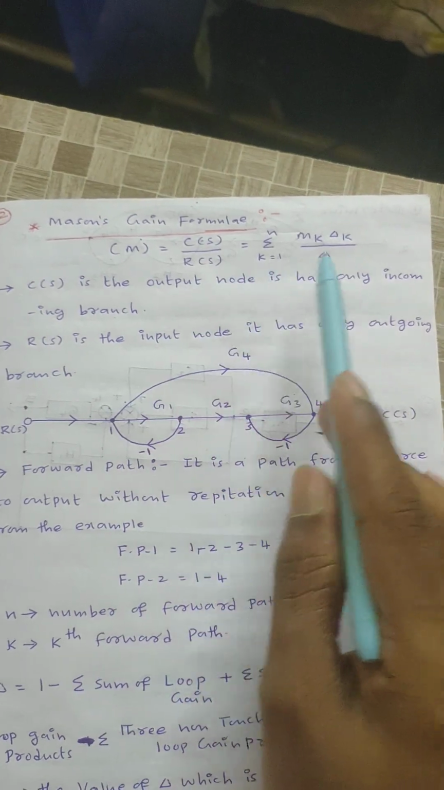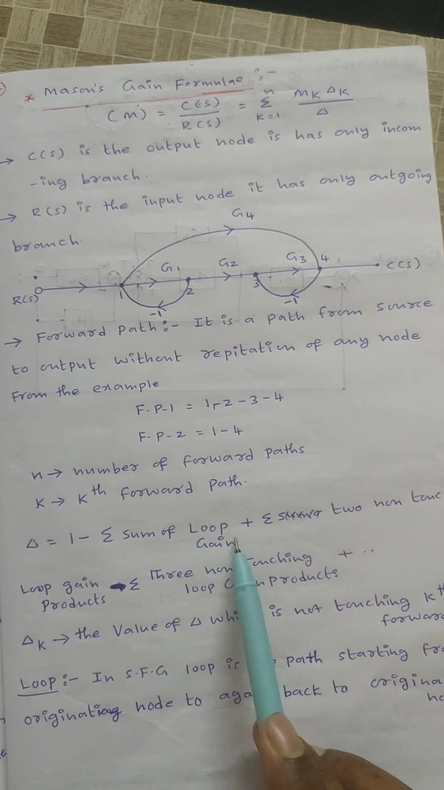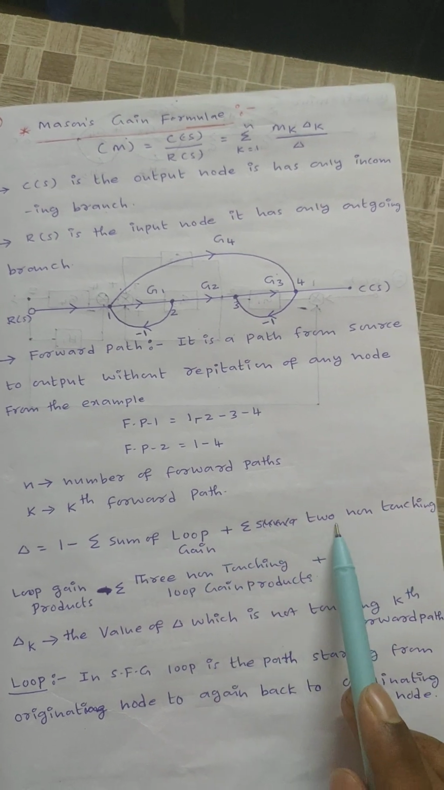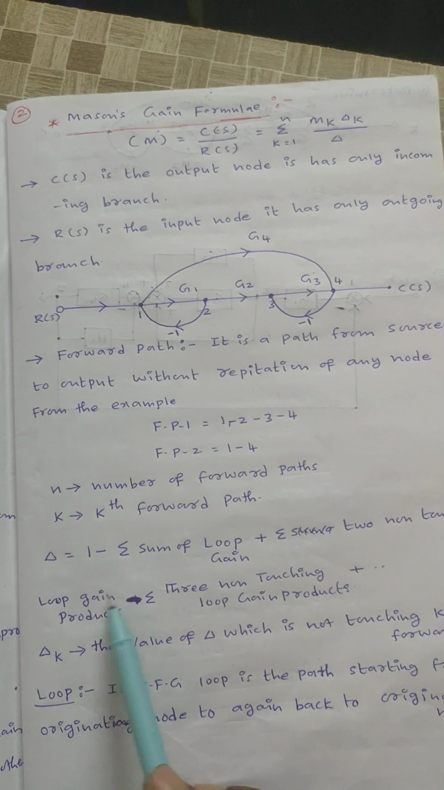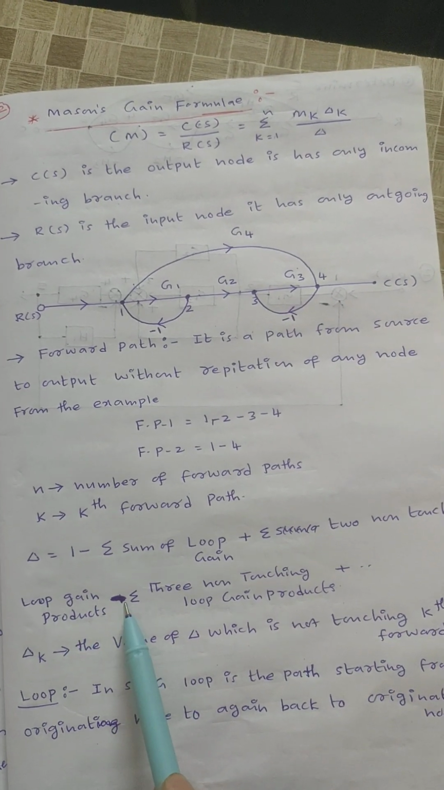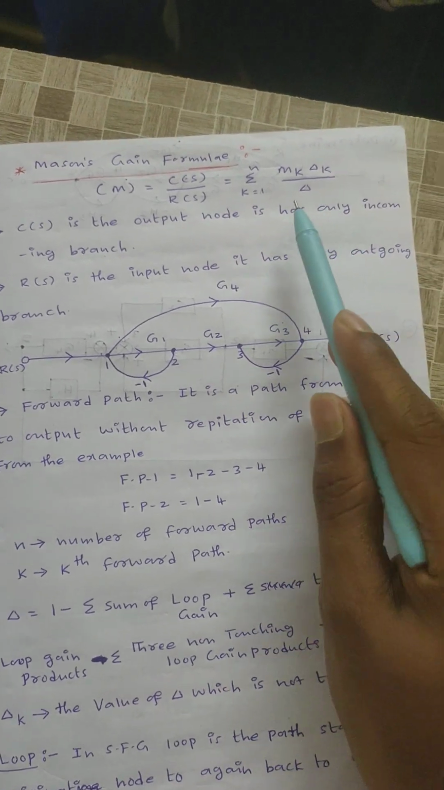Here in this problem, delta is 1 minus sum of loop gains plus sum of two non-touching loop gain products minus sum of three non-touching loop gain products. That is delta.